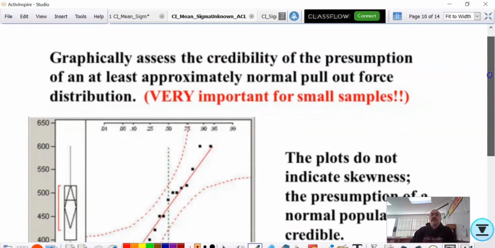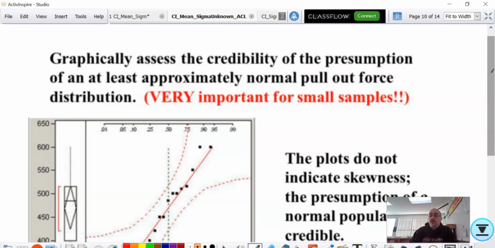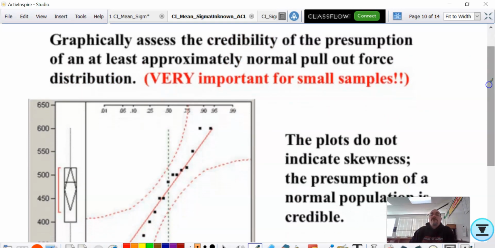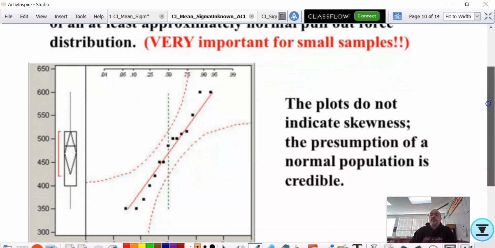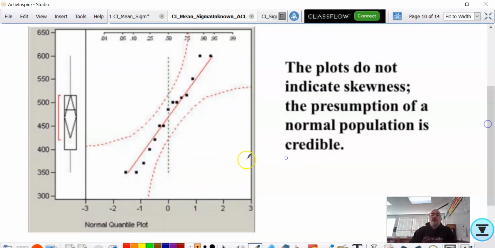So in this case, ladies and gentlemen, we use the normal probability plot. Graphically assess the credibility of the presumption of at least approximately normal pull force distribution. Very important for small samples. So this is a normal probability plot. Remember, if it's fairly linear, that means it's fairly normal or approximately normal. The plots do not indicate skewness. The presumption of normal population is credible.